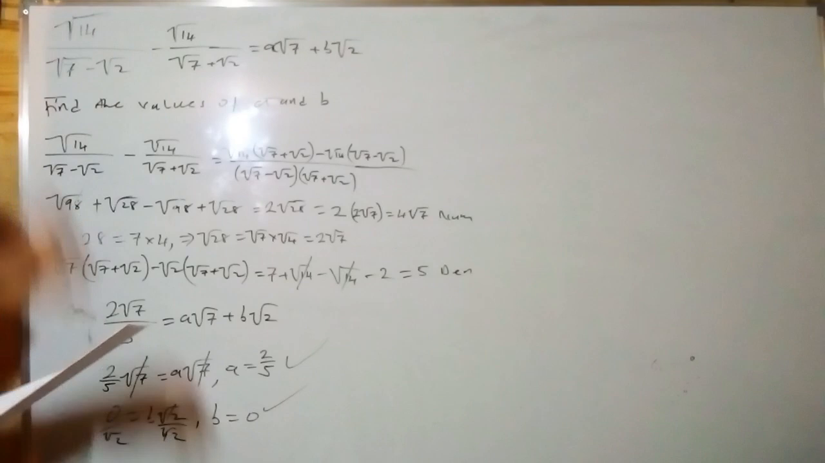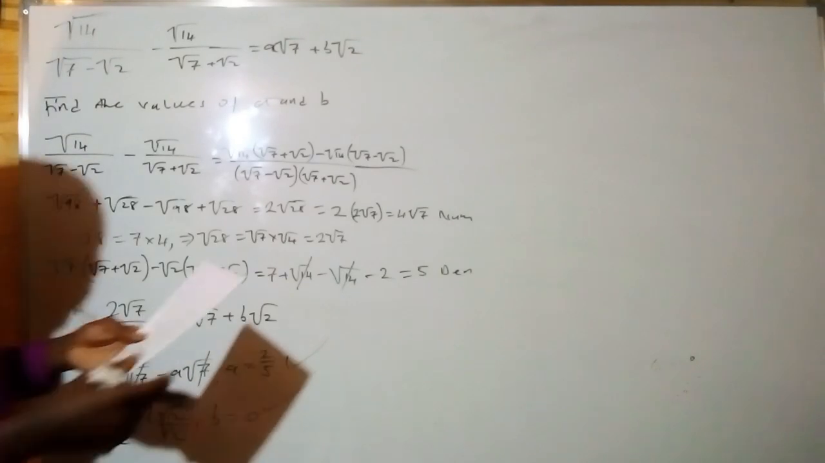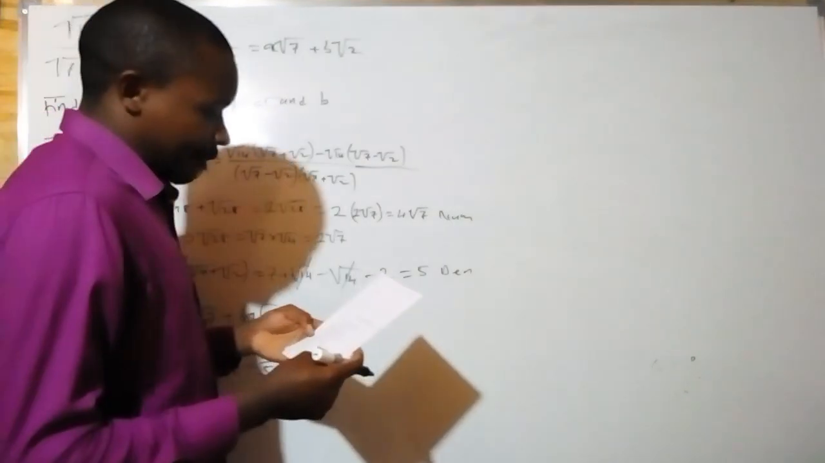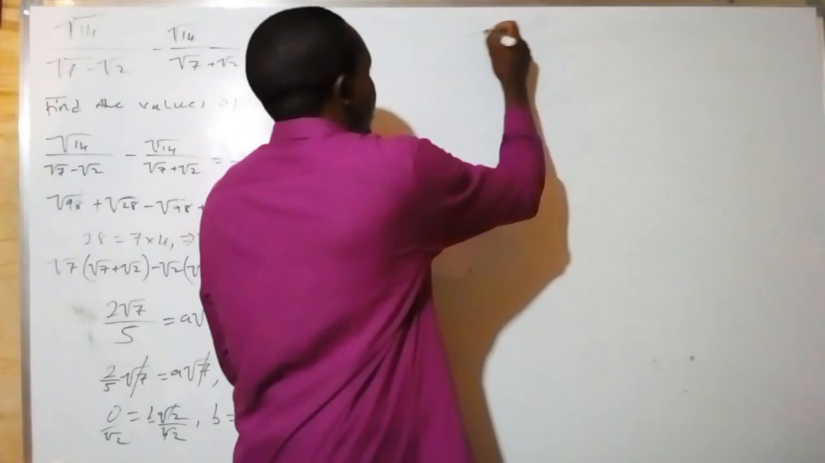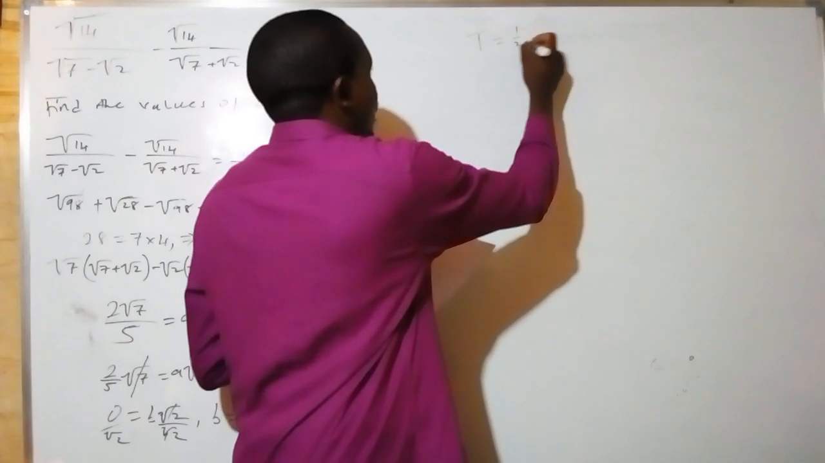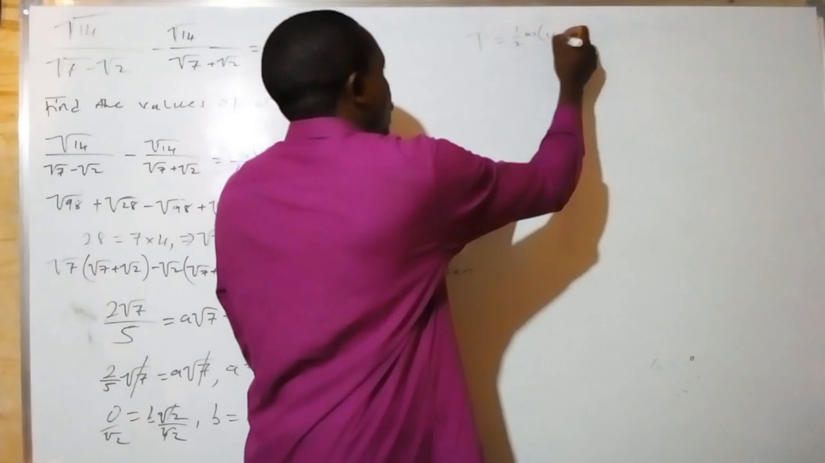Next, you can proceed to the next question. You've been told to make v the subject of the formula. You are given T is equal to a half m, open the bracket, u squared minus v squared.